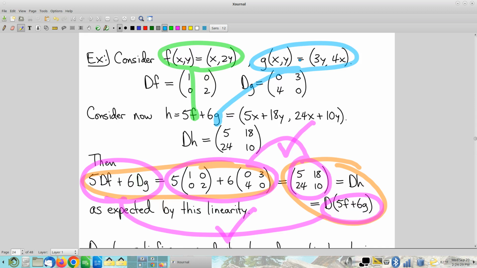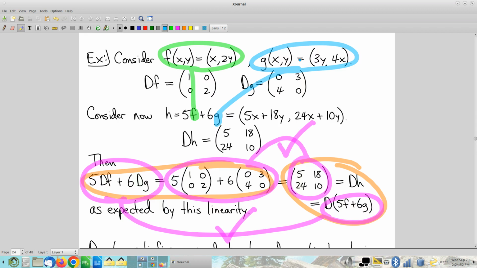All right, let's look at first coordinates. What is 5 times the first coordinate of f? Well, that's going to be 5x. Now I need 6 times the first coordinate of g. That would be 18y. We're going to add those up, and I get 5x plus 18y. So it's just cranking it out.